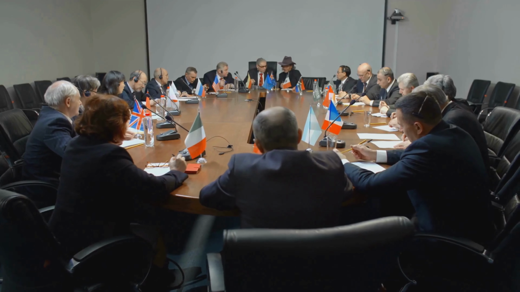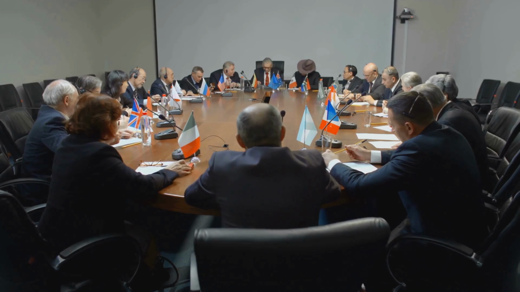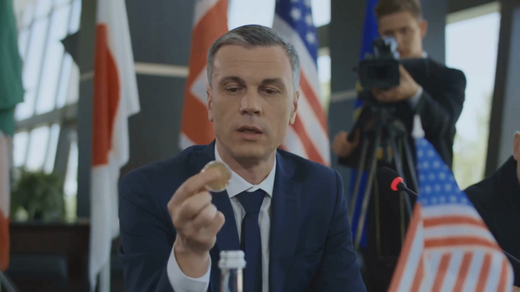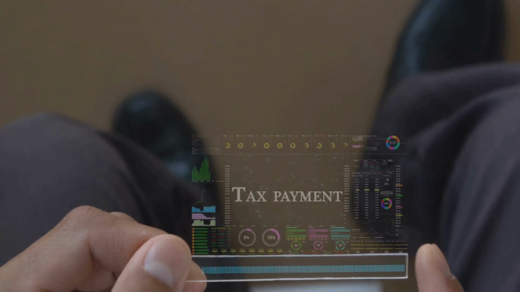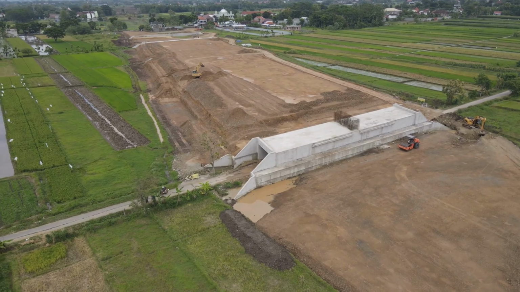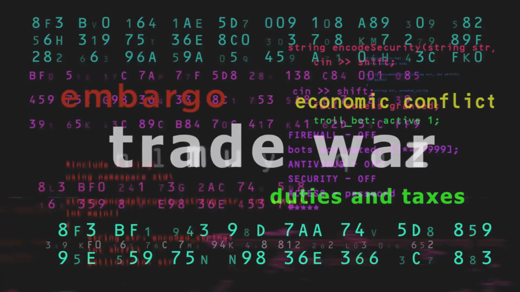Tariffs can also be used as a bargaining chip in trade negotiations. By threatening to impose tariffs, one country can try to pressure another country into making trade concessions. Additionally, governments may use tariffs to generate revenue. The money collected from tariffs can be used to fund government programs.